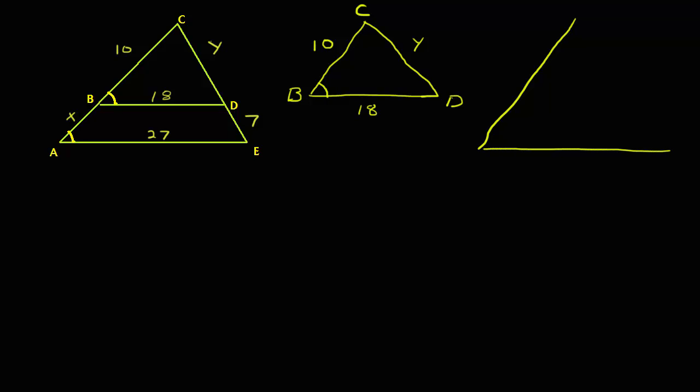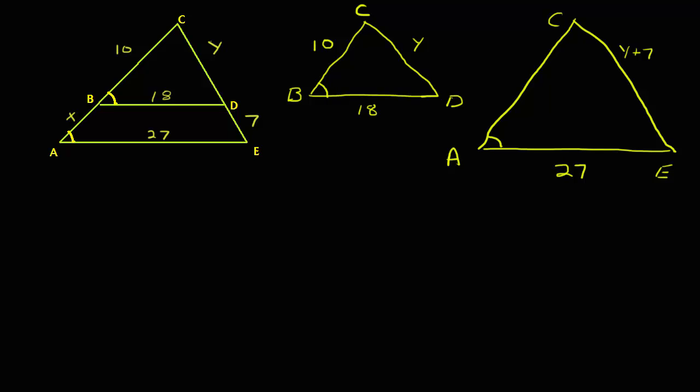is A, C, E. We have one congruency mark in A. We have a side length of 27 for side length AE. We have a side length of y plus 7 for side CE.